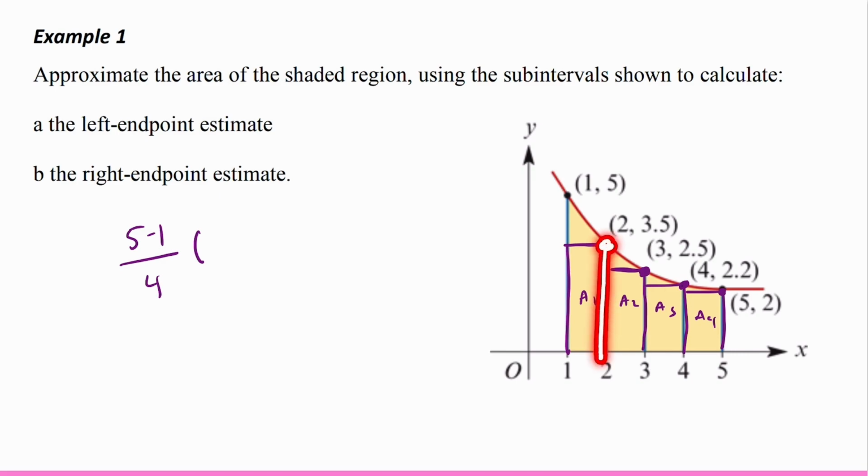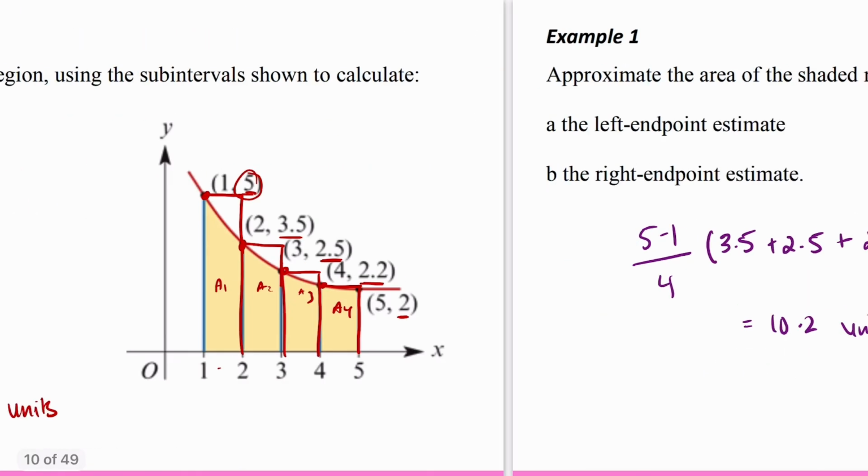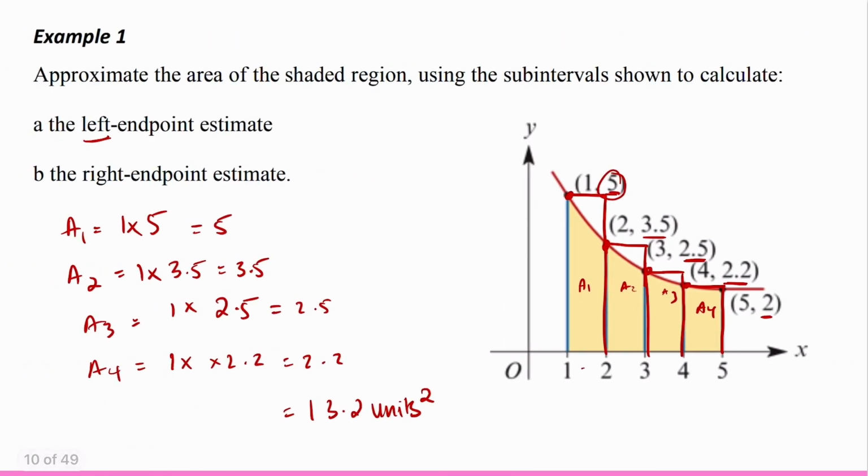And this is why I like to draw my lines with that circle, because I know that that's the height there. So the height of the first rectangle is 3.5. The height of the second is 2.5. The height of the third is 2.2. And the height of the fourth is 2. When you add that all up together, you get 10.2 units squared. Sorry, I should have written squared on this one as well.